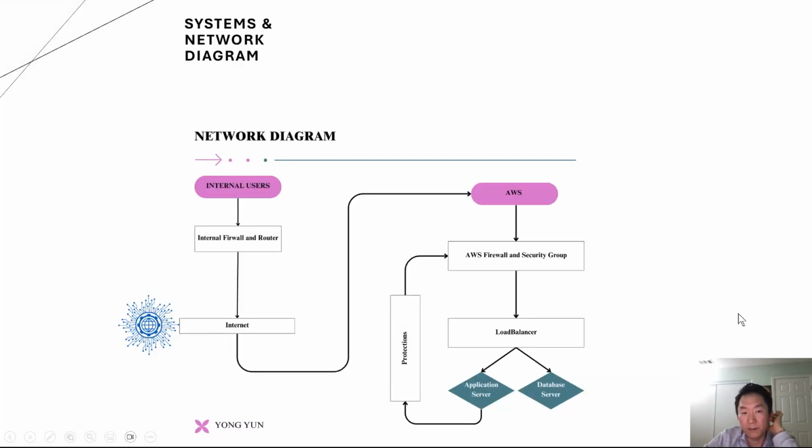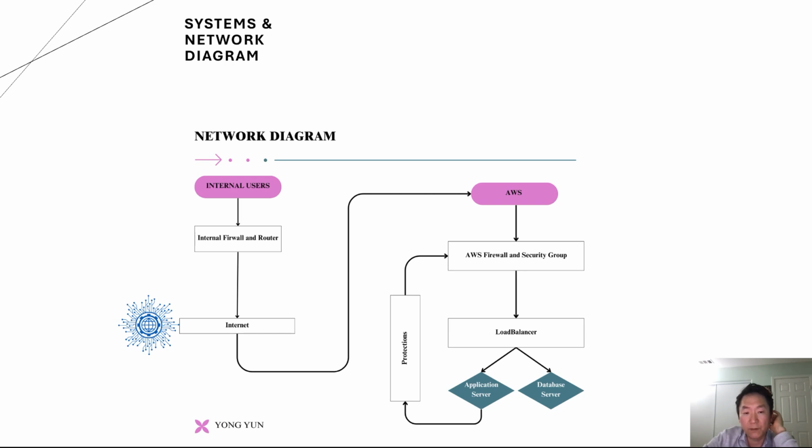Now we want to talk about the system network diagram. I made it a little simple so it's easy to understand. Usually, internet users connect to our servers, which are all in AWS cloud computing environments. The way our internet users connect to our application is through internal firewalls and routers, which protect from the outside, and then they can access our AWS environment.